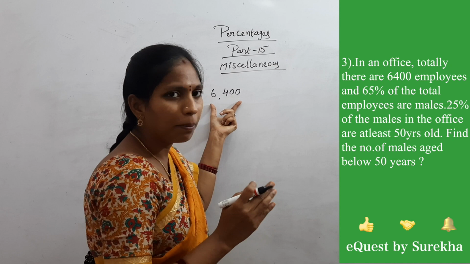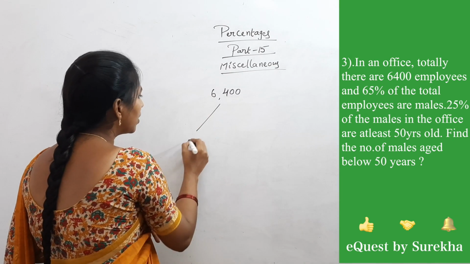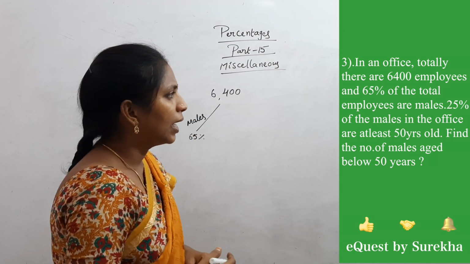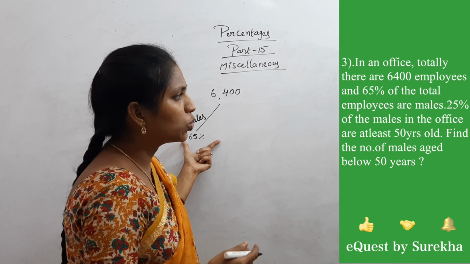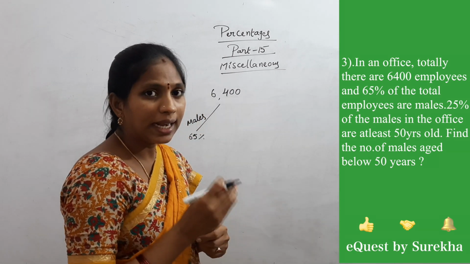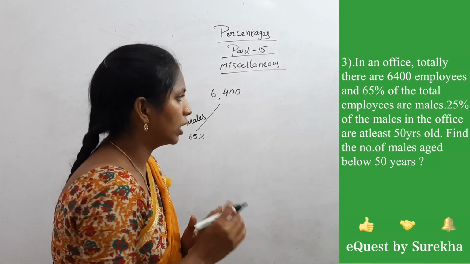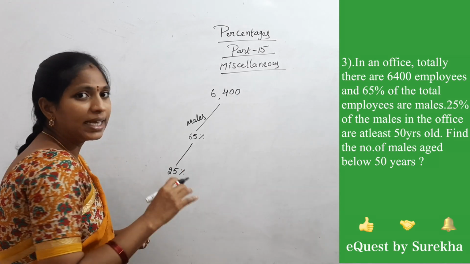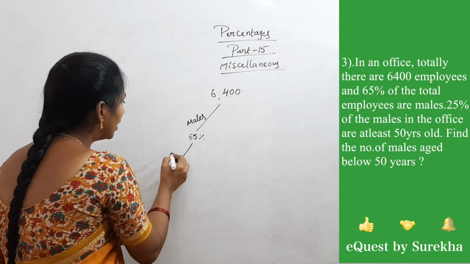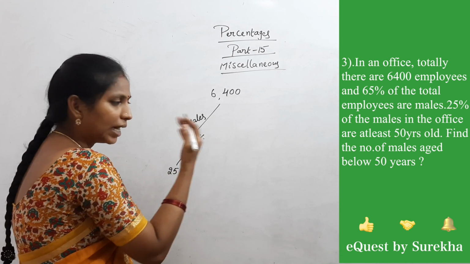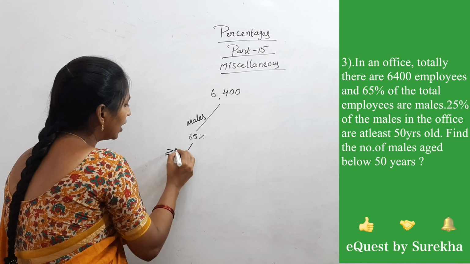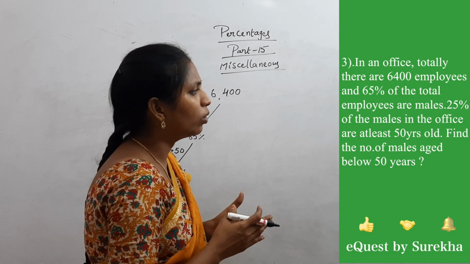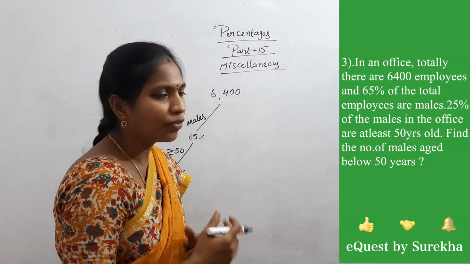In these 6,400 employees, 65% are males. In these 65%, 25% are at least 50 years old. 25% are at least 50 years old means here equal to 50 or greater than 50. So greater than or equal to 50 years old. But we have to find out number of males aged below 50 years.